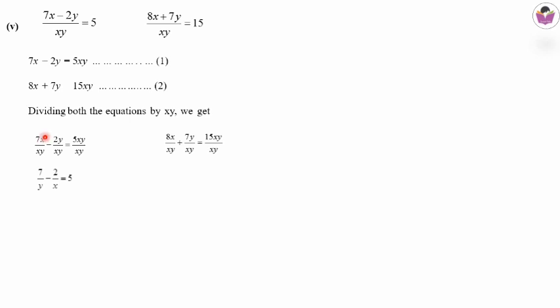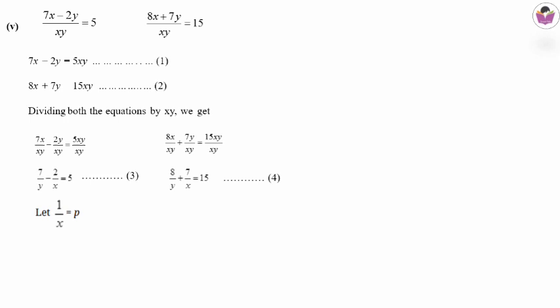Simplify it: here x cancelled, finally 7 and y remains, 7 by y. Here y cancelled, that is 2 by x is balance, here xy cancelled, totally 5 balance. Equation number 3 we have labeled. Next equation, after solving, 8 by y plus 7 by x equal to 15, label it as equation number 4. Now these equations are somewhat familiar for us because we have solved this type of equations in the previous questions.